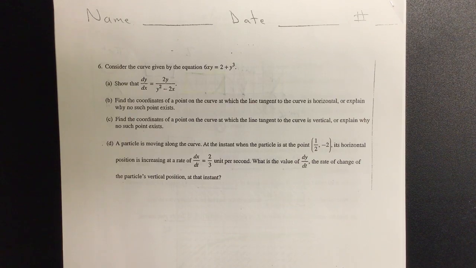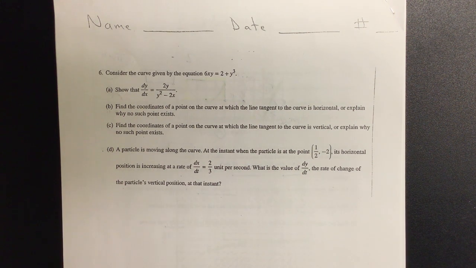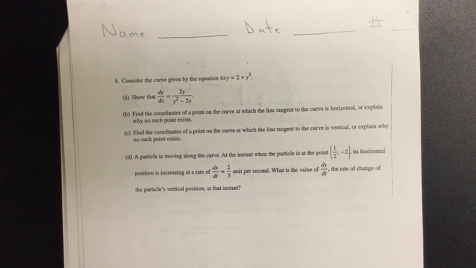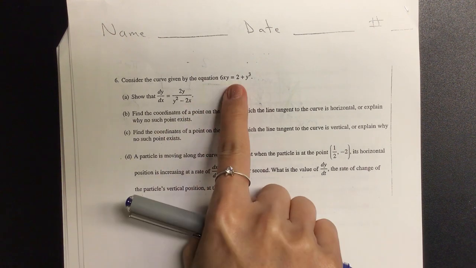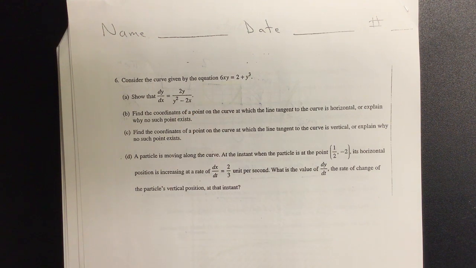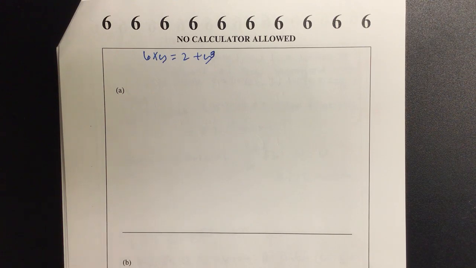Consider the curve given by the equation 6xy equals 2 plus y to the third. Show that dy over dx equals 2y over y squared minus 2x. So they're pretty much telling us, starting here, I want you to get to this one. So what they're really grading is everything in between, okay? So let's write out the following.